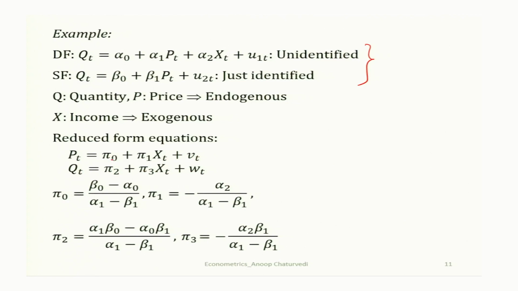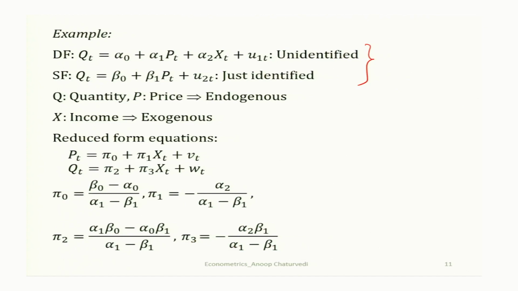And then the values of pi naught, pi 1, pi 2, pi 3 are: pi naught equal to (beta naught minus alpha naught) upon (alpha 1 minus beta 1), pi 1 equal to minus alpha 2 upon (alpha 1 minus beta 1), pi 2 equal to (alpha 1 beta naught minus alpha naught beta 1) upon (alpha 1 minus beta 1), and pi 3 equal to minus alpha 2 beta 1 upon (alpha 1 minus beta 1).